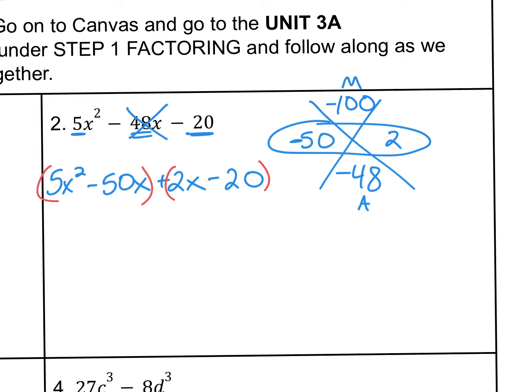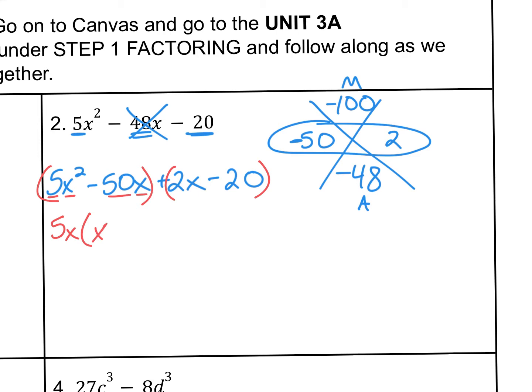5x squared and negative 50x. 5 and 50 both have a 5. X squared and x both have x to the first. When we take that out, 5 divided by 5 is just 1. I don't need to write that. X squared divided by x is x. If you did put a 1 here, that's okay. 1x is totally fine to write. It will not be wrong, but it is just more proper to write it as just x.